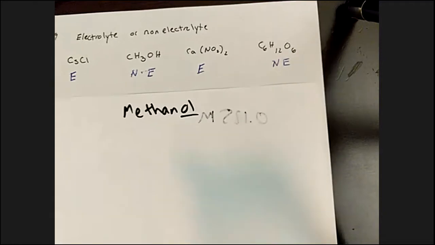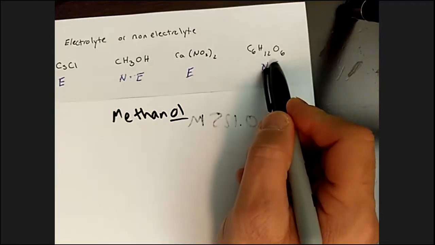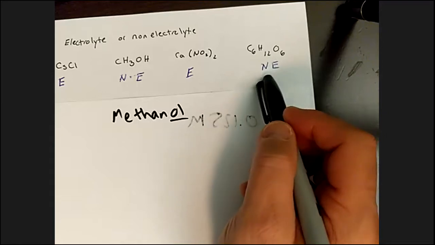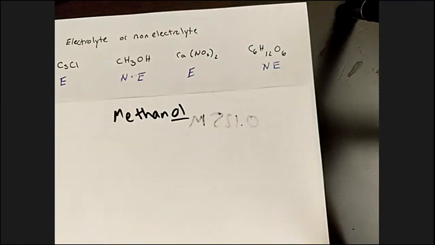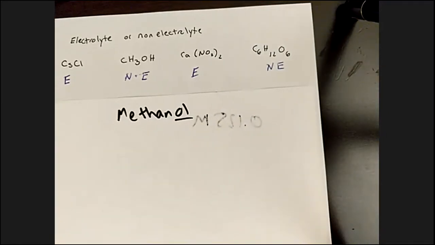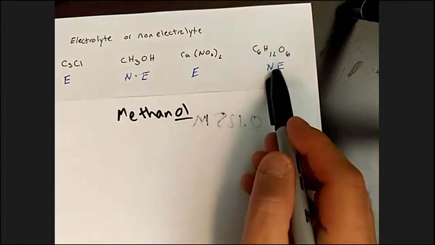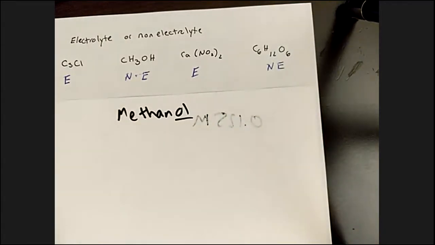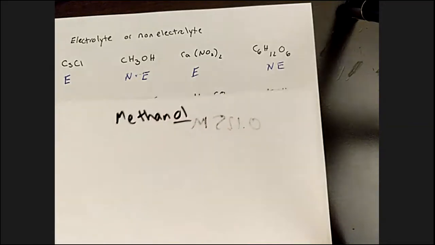And then over here we have sugar, the C6H12O6. Sugars are organic, so they again are not going to produce ions in solution, and so they are non-electrolytes. They still dissolve in water, but they don't produce ions.